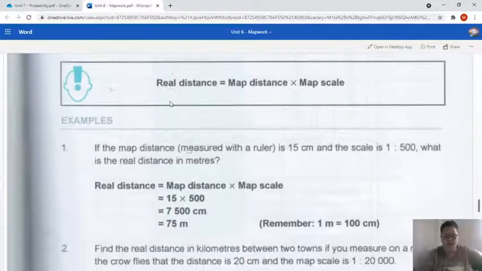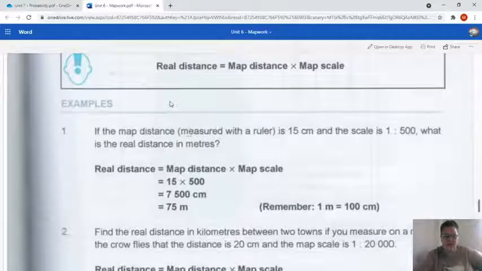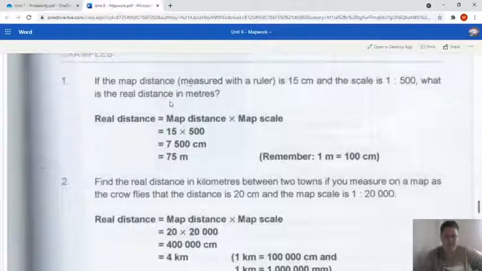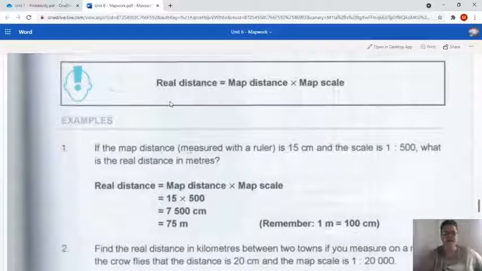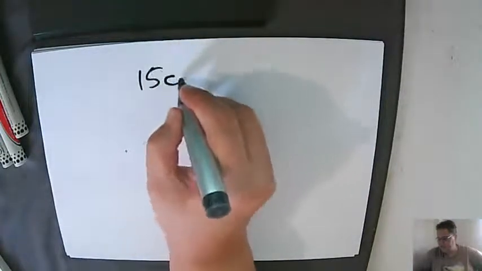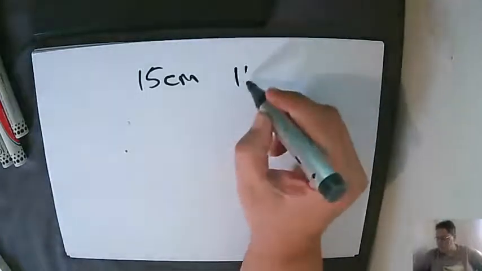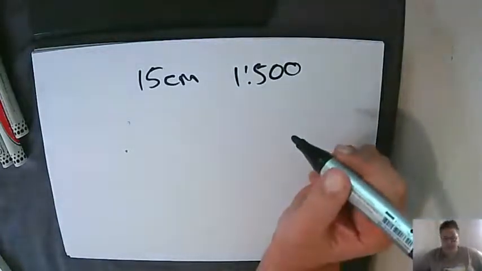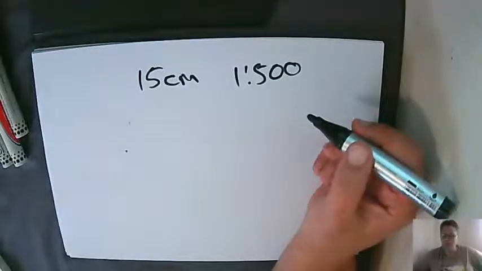Okay, so now you've written that down, we are going to follow a few examples. If the map distance measured with a ruler is 15 centimeters and the scale is 1 to 500, what is the real distance in meters? We have the information. Alright, what do we do to work this out?